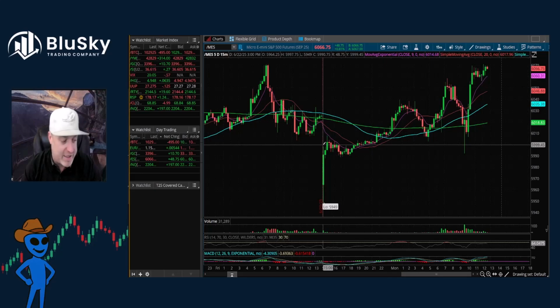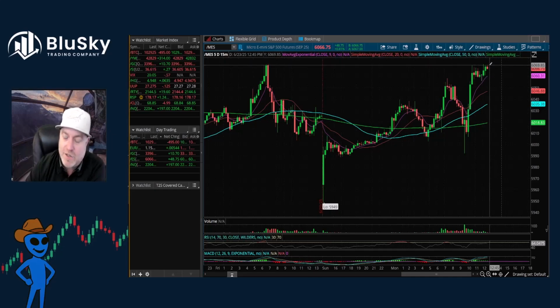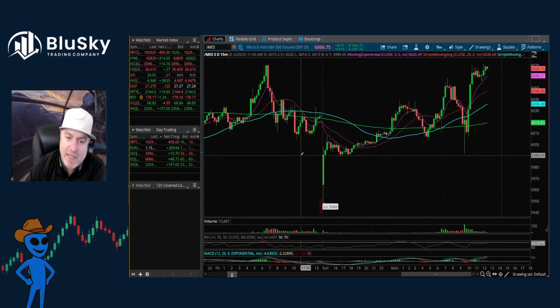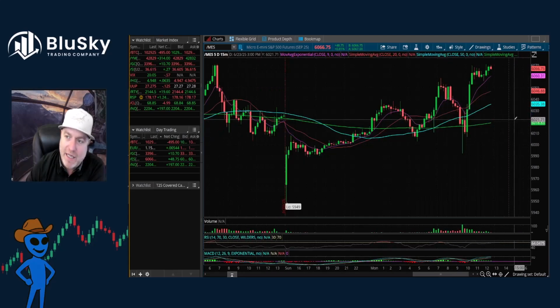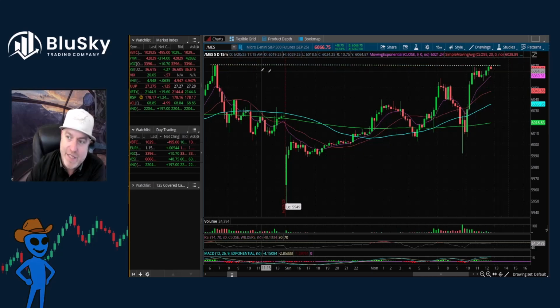Riz and I were breaking it down on Sunday night in Discord. But the trade I want to talk about is not anything on the recovery here. The trade I want to talk about is actually this trade, the breakout of 60.70.